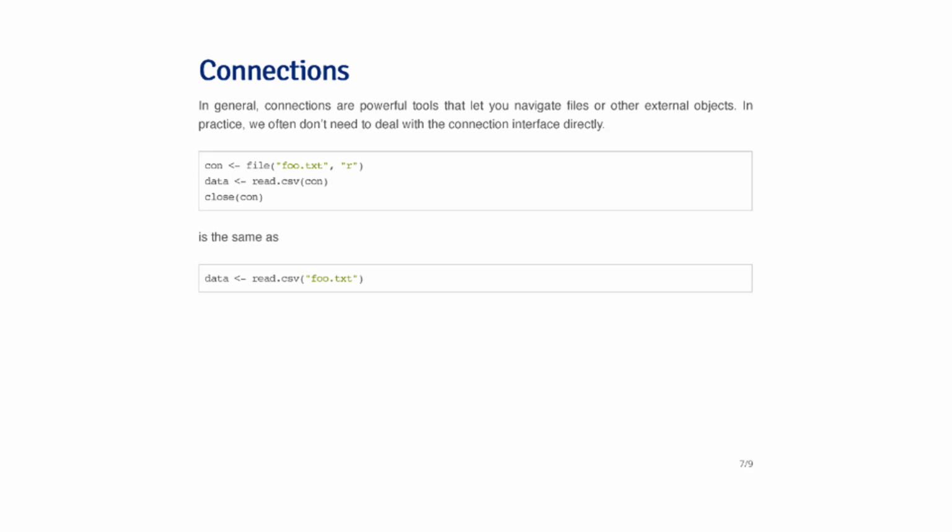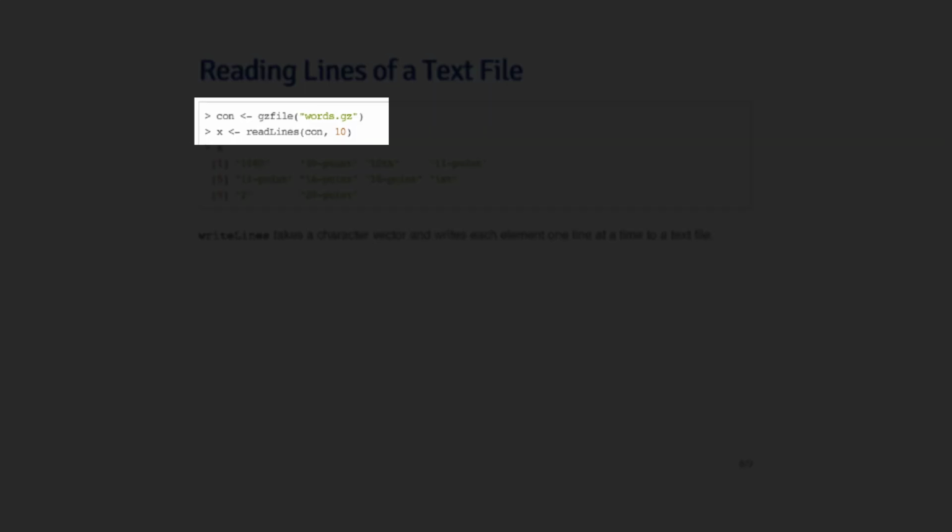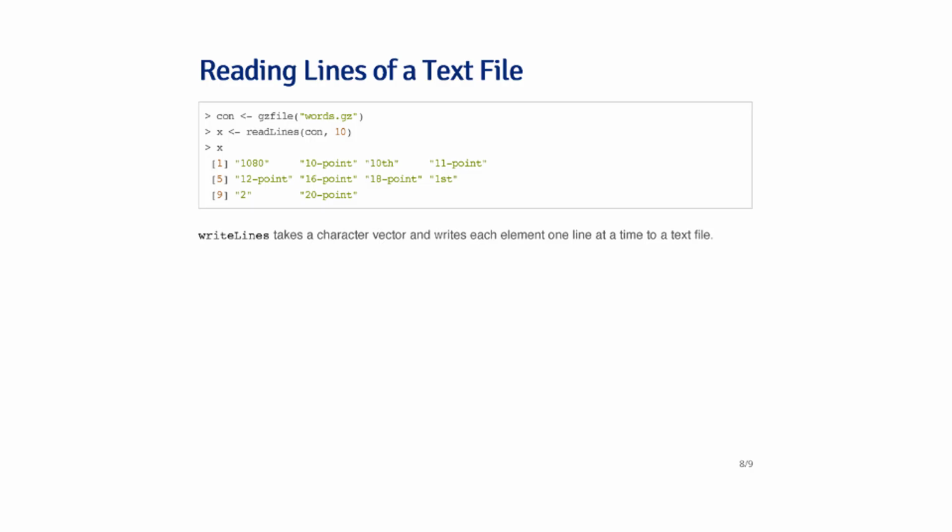However, sometimes a connection can be useful if you want to read parts of a file. So for example, here I've got the readLines function, which just reads lines from a text file, and I'm going to open up this words.gz file. This is a file that has words in it like a dictionary file, and it's compressed using the gzip algorithm. So I'm going to use the gzfile function to open a connection to that, and now I'm going to use this connection and read the first 10 lines. And here the first 10 lines are printed out. As you can see, these are the first top 10 words in the file.